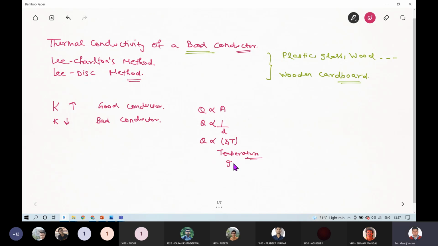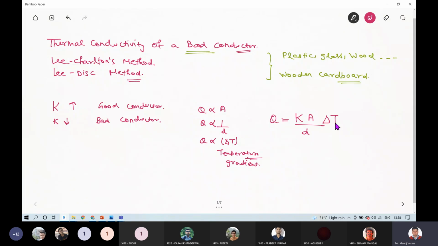So if we remove this proportionality sign, then the total amount of heat transferred through a sample is equal to K A divided by D into delta T, where K is your coefficient of thermal conductivity, A is the area of cross section of this specimen, D is the total length of the specimen, and delta T is the temperature gradient across the two sides, T1 minus T2. आपने सेल्स एक्सपेरिमेंट में लिया था, जो एक एंड पे कंडक्टर के एक एंड पे क्या टेम्परेचर है और दूसरे एंड पे क्या टेम्परेचर है. More is the difference, more will be the heat transfer.